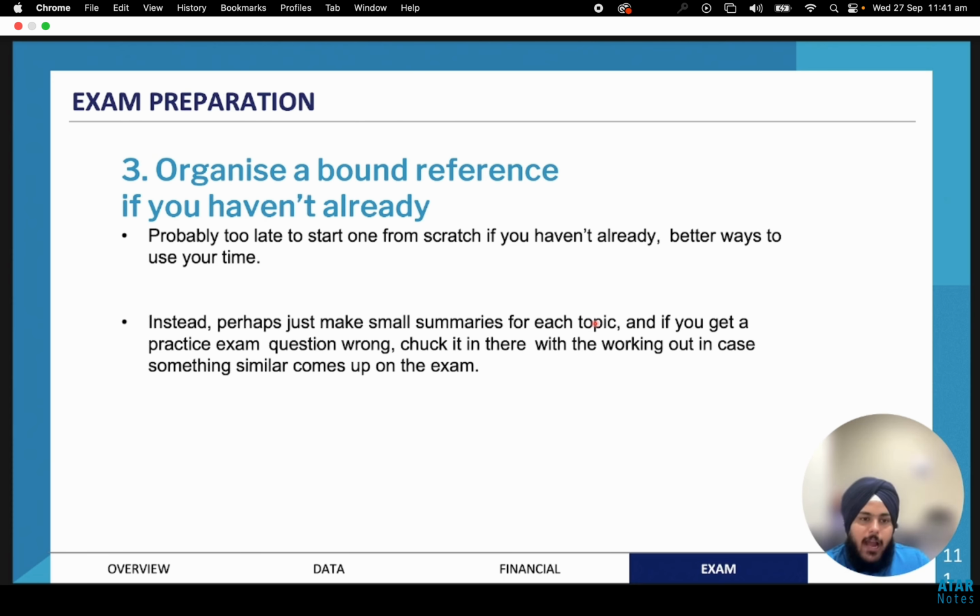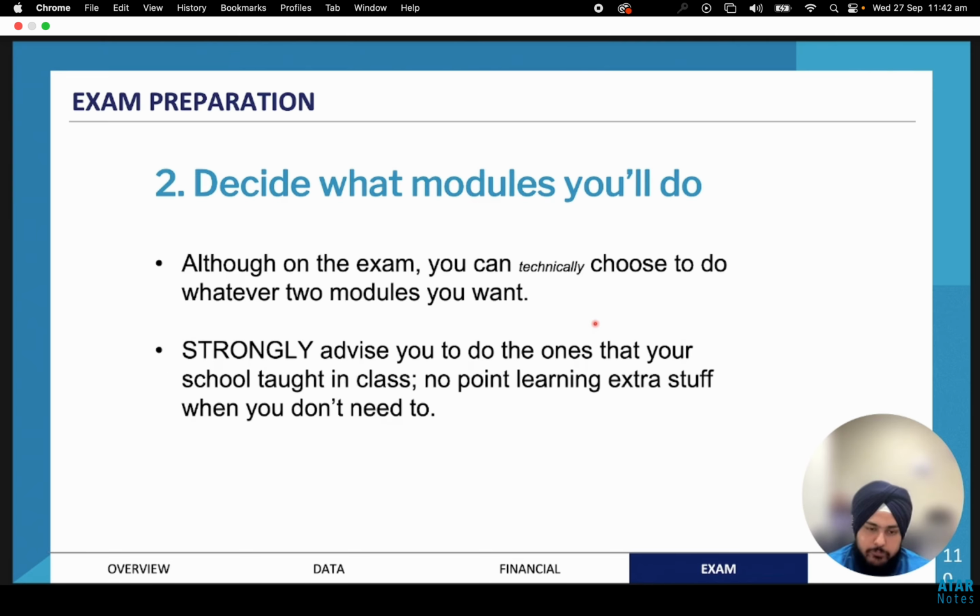Okay, so organize a bound reference if you haven't already. A bound reference is, I would say, the first thing that you should try to organize now. So in these term 3 holidays, try to get your bound reference done as soon as possible. And when you're doing your practice exams, use the bound reference so that you get familiar with it and you know where everything is relative to each other. So when you get stuck on a question, you're not spending time looking through your summary book, finding where you might find help for that particular question. Instead, you're spending more time on actually doing that question.